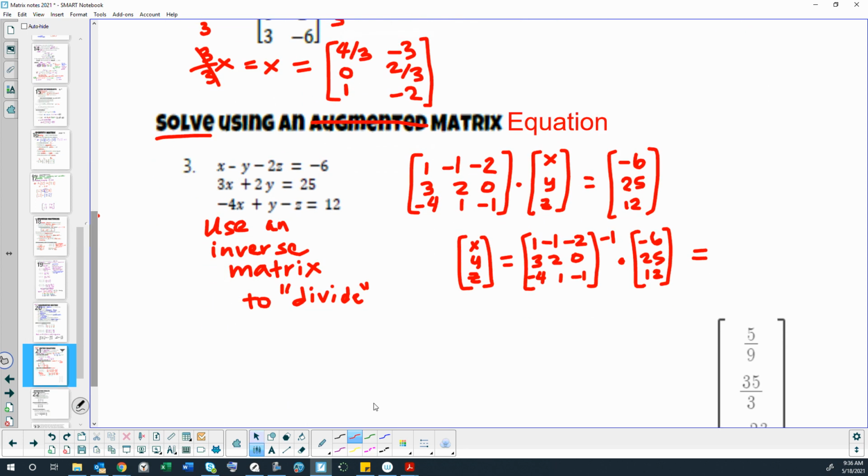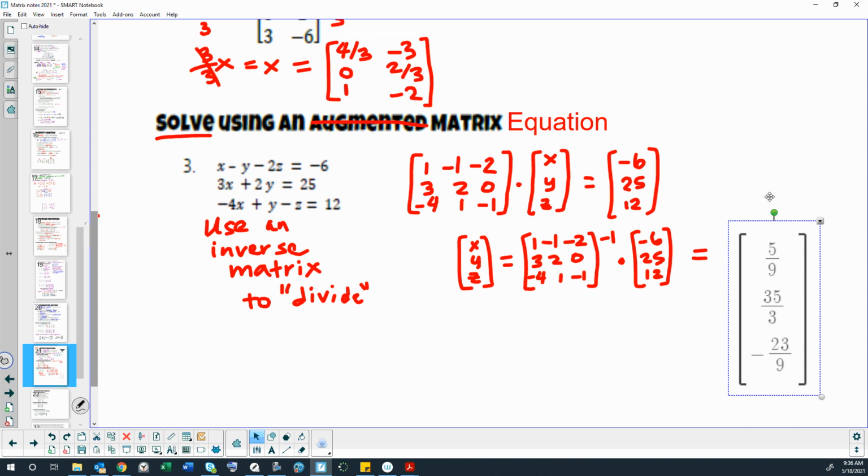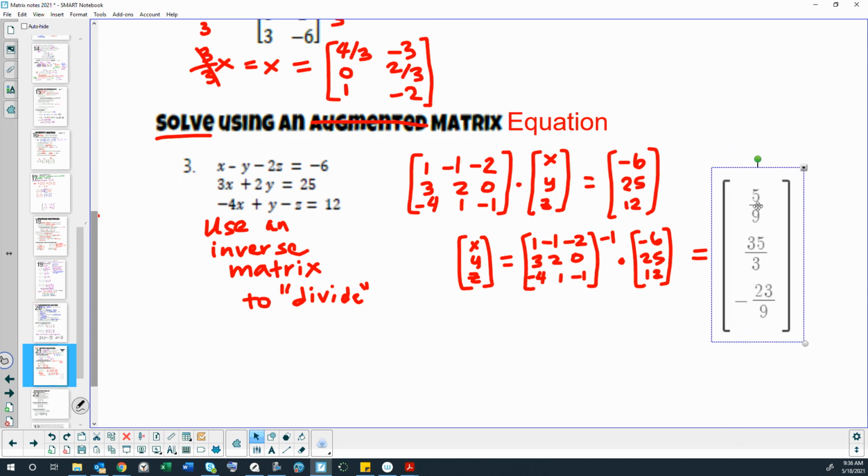And I already have this here from yesterday that I pasted from Desmos. So here are the answers that I got from Desmos. That means that this is what x equals, and this is what y equals, and this is what z equals, because we solved this matrix equation and we found this matrix represented by elements x, y, and z.